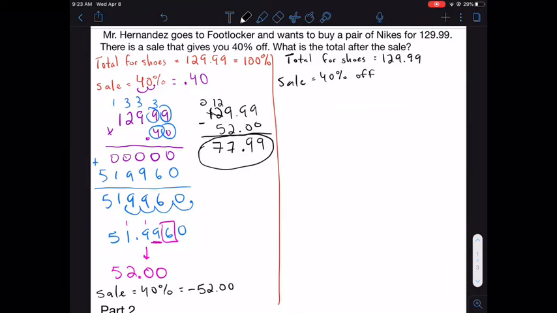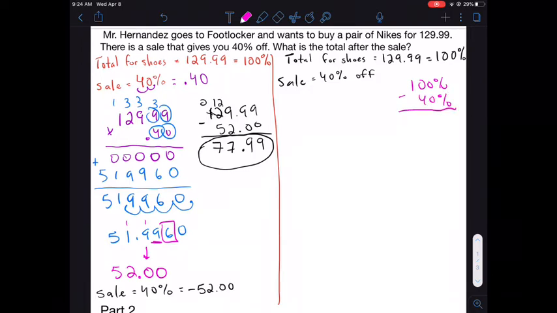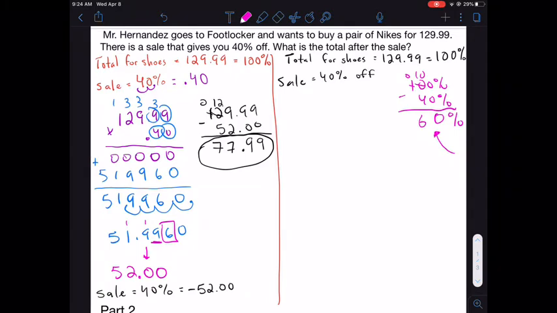So now the $129.99 is a total percent. That's how much the total is. So that's 100% of the cost. So what you do is you subtract 100% minus 40% because you're taking away 40% of the total. So 0 minus 0 is 0. You have to borrow. 10 minus 4 is 6. So what you're going to pay is 60%. You're going to pay 60% of the cost of the shoes.